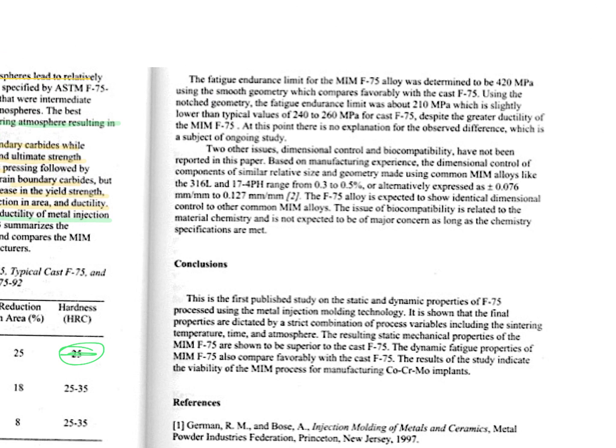they also, this is a many years long study of what they were doing here. Fatigue endurance limit 428 megapascals using smooth geometry, which compares favorably with F75. It means they went and did some testing at millions of cycles. All right, that's how they came up with that number. That didn't happen overnight. That took a long time. Dimensional control and biocompatibility have not been reported yet, but it turns out they're not that significantly different. Okay, so as he says, first published study of static and dynamic F75 processed using MIM.